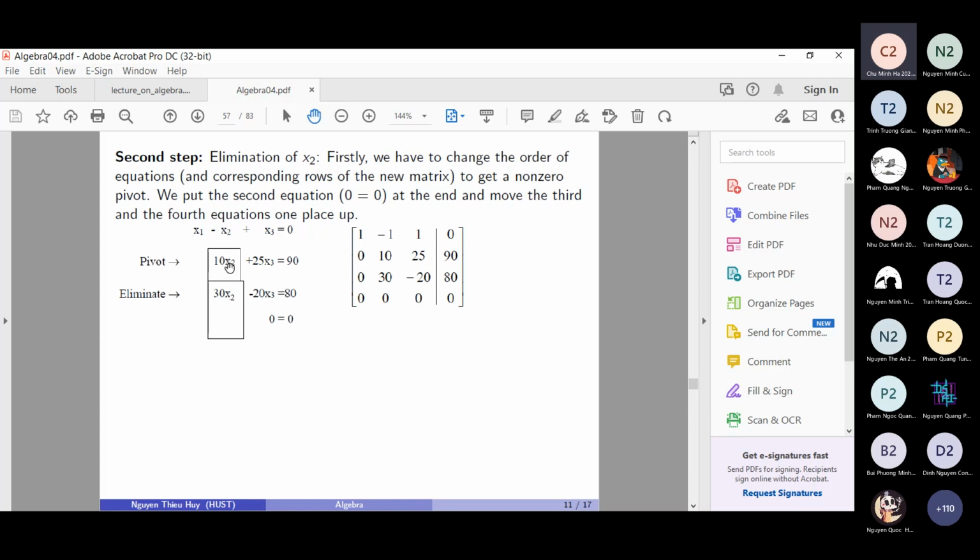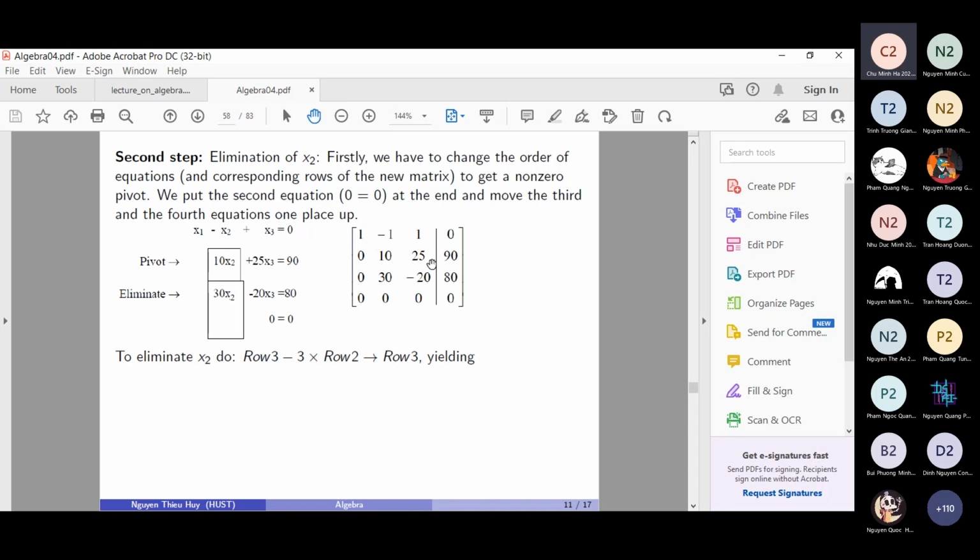Now this 10 multiplied by x sub 2 is already non-zero, the number 10 here. So you can use it as a pivot, to eliminate this. Tell me, how can we eliminate this? This is very simple. You just multiply this equation by minus 3 and add it here, so that you obtain minus 30 plus 30 is 0. This is exactly what I want to do here.